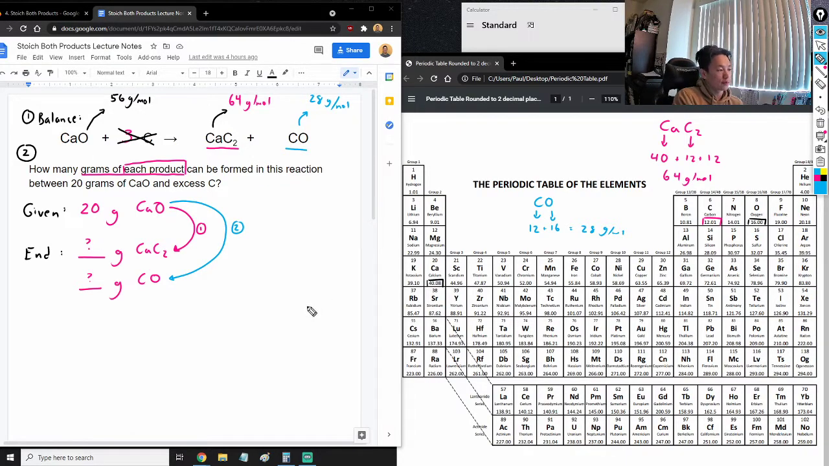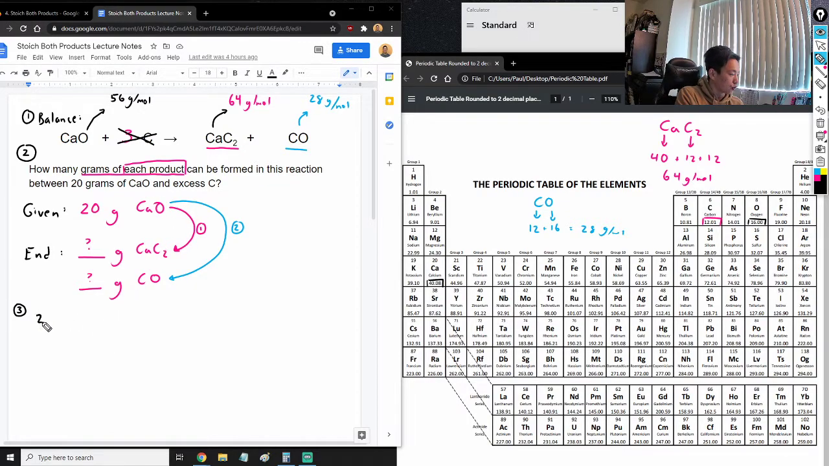Okay, so we did step 2. And now we just need to do step 3, which is the dimensional analysis. Now, the thing about step 3, again, is we're going to have to do dimensional analysis twice because we're going to have to find out how many grams of CaC2 we can make with 20 grams of CaO, and then we have to do it again with CO. So let's start off by doing the first one, so CaO to CaC2.